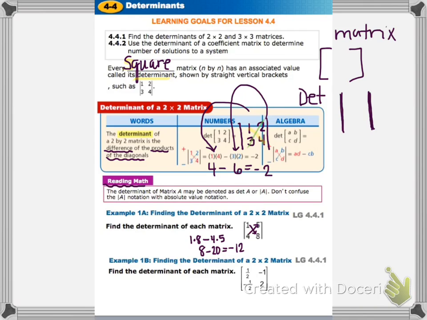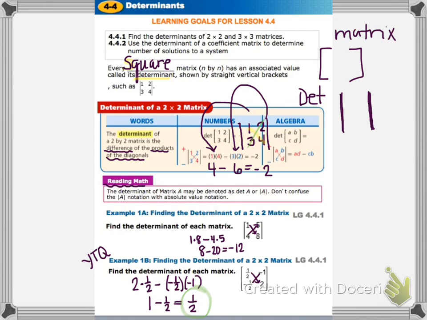So I want you to take a moment and try example B. This one is a you try question. Using that as an example, find the determinant of the matrix 1/2, -1, -1/2, and 2. You can turn the video on when you've completed the you try example.